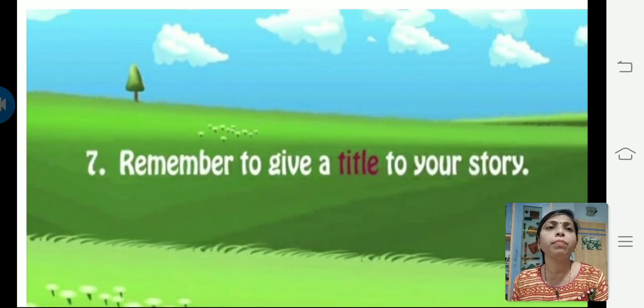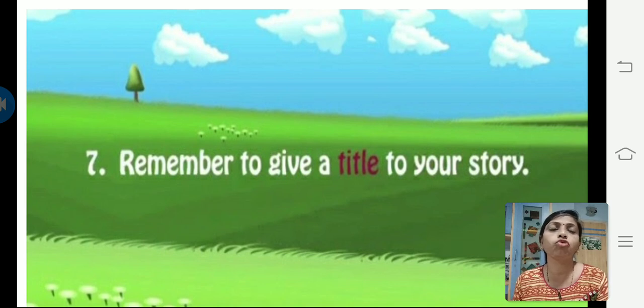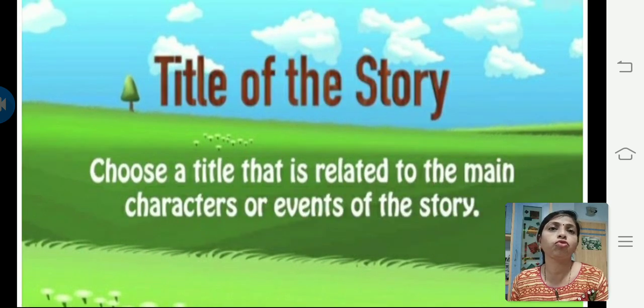Next, remember to give a title to your story. Yes, this is also very important. Whenever you are writing any story, a suitable title should be given to your story. Choose a title that is related to the main part, characters or event of the story. Whenever you are giving a title to the story, choose the main characters related to that, or you can say an event of the story. And you should remember, whenever you are writing the title of the story, it should start with a capital letter.